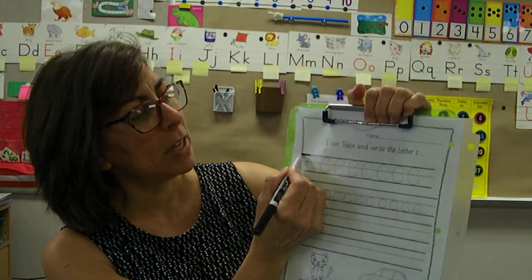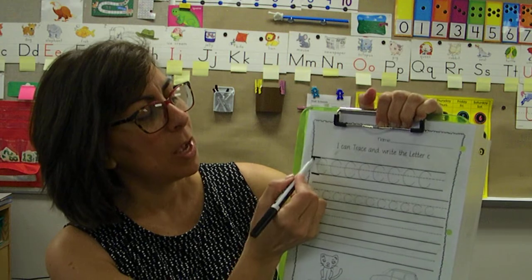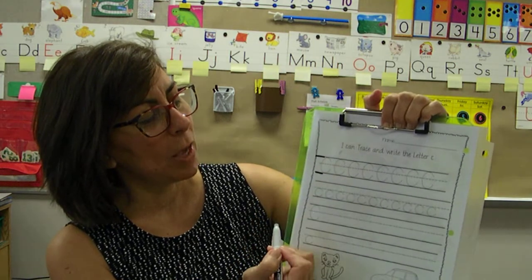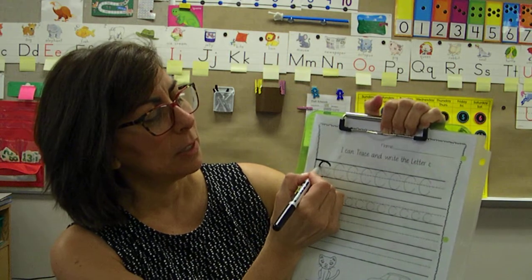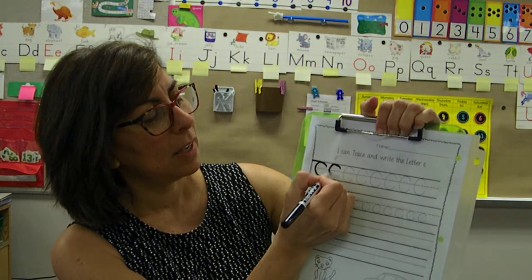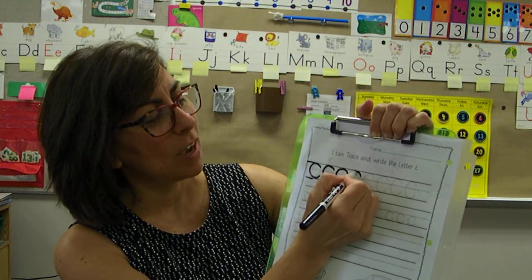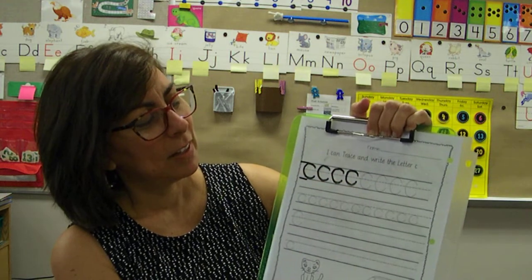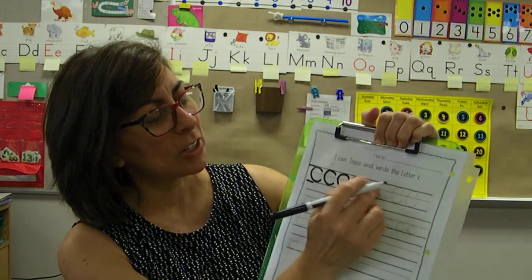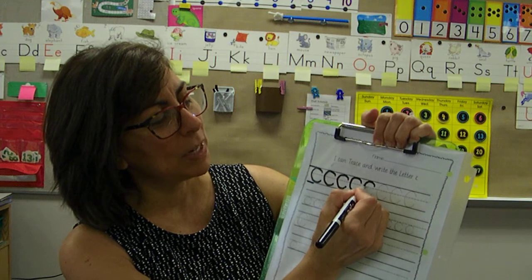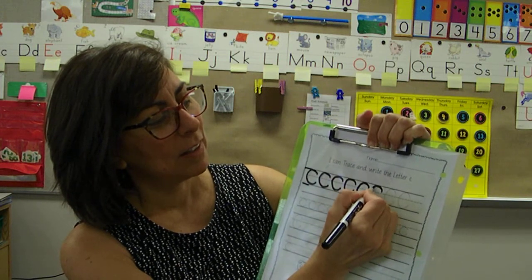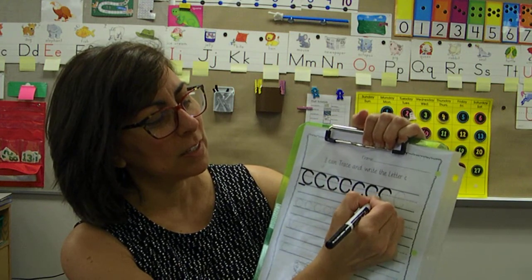I want you to pay attention. The capital C goes from the very top line to the very bottom line. C goes C, C, you go all the way around and then you stop. If you went all the way around, it would actually be an O, so it has an opening. See if you can trace your C's.